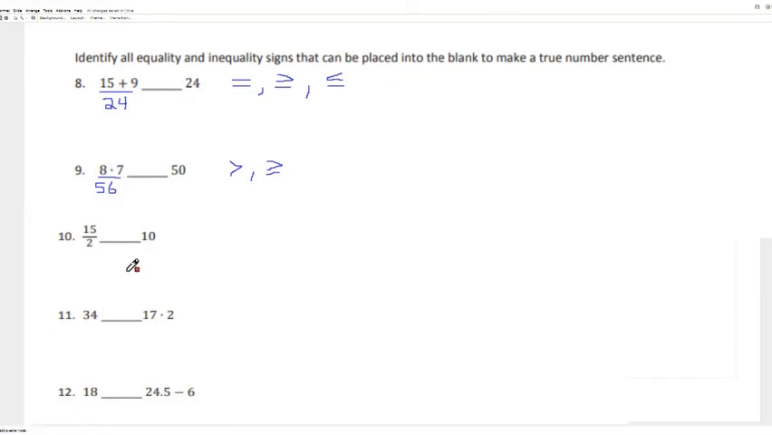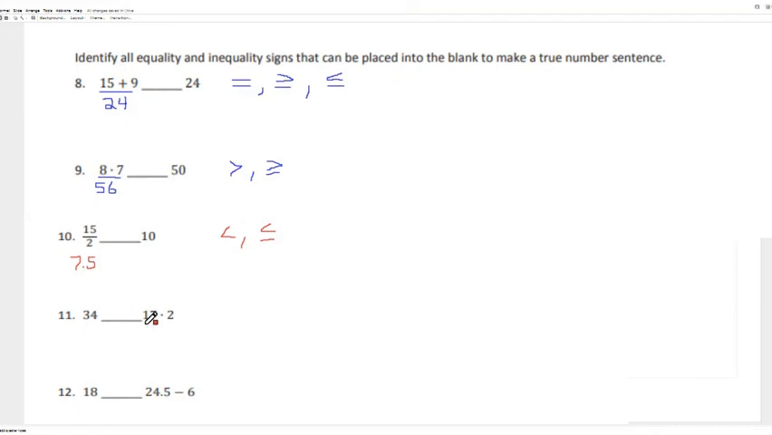All right, so hopefully for number 10, you gave it a try. Hopefully you did the division. Half of 15, hopefully you recognize, is 7.5. Of course, this left side is less than 10. So it's very similar to this. So the left side is less than, we also could put less than or equal to.